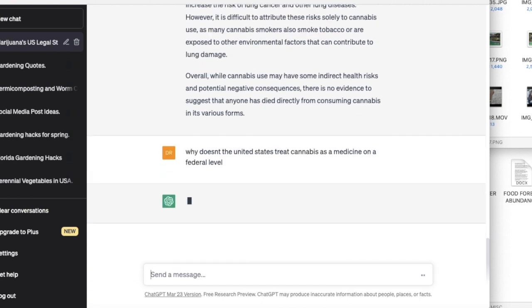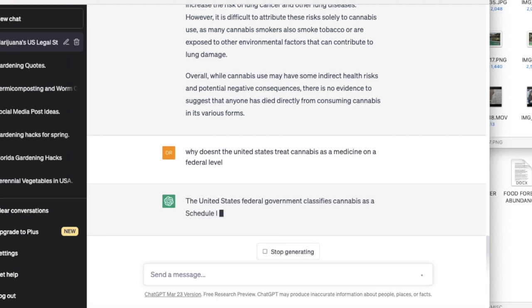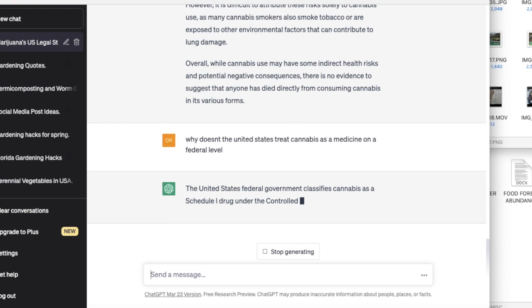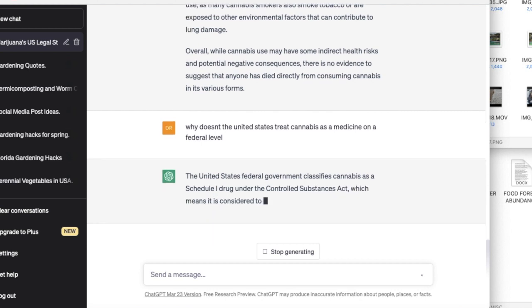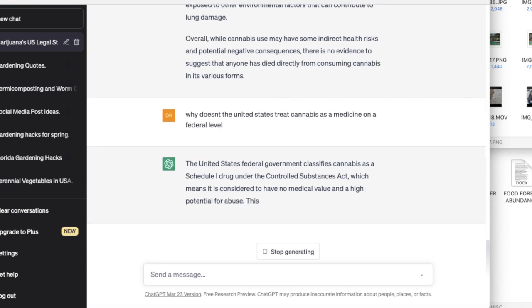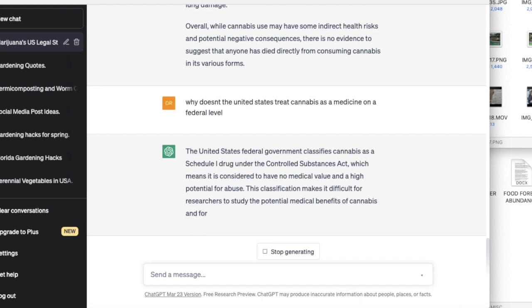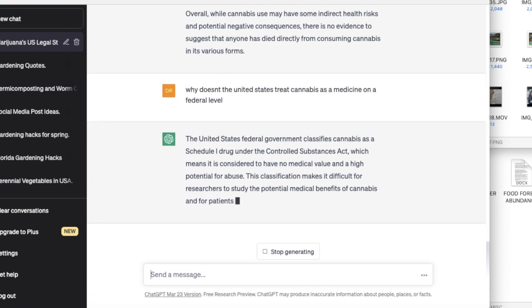The United States federal government classifies cannabis as a Schedule I drug under the Controlled Substances Act, which it is considered to have no medical value and a high potential for abuse. No medical value. This classification makes it difficult for researchers to study the potential medical benefits of cannabis and for patients to access cannabis-based treatments, as it is illegal at the federal level.